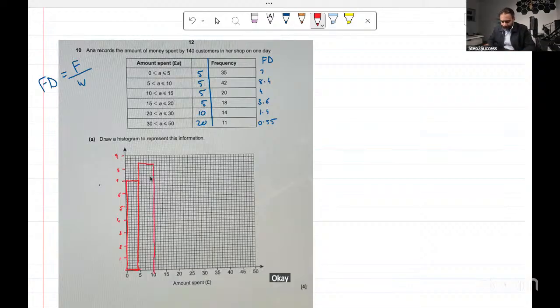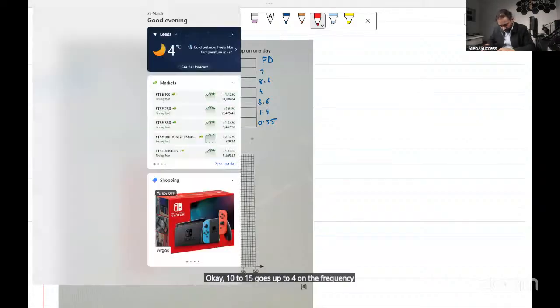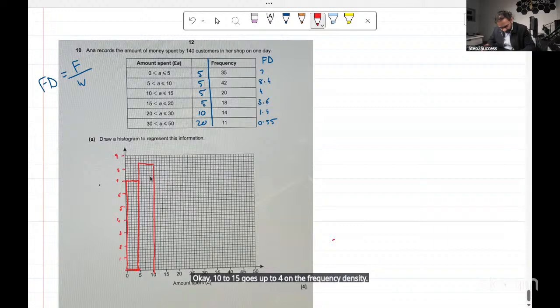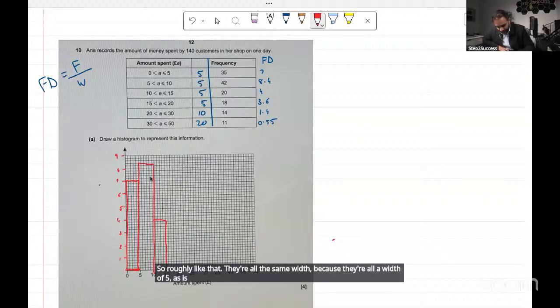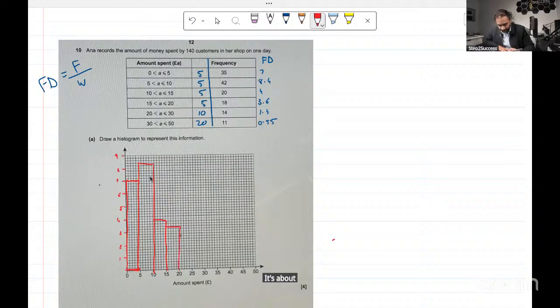Okay. 10 to 15 goes up to 4 on the frequency density. So roughly like that. They're all the same width because they're all a width of 5, as is the next one. 15 to 20 is to 3.6. It's about there. Again, I'm doing it quite roughly here.